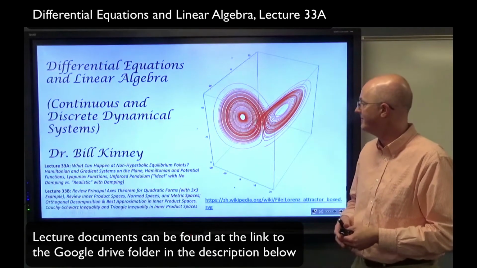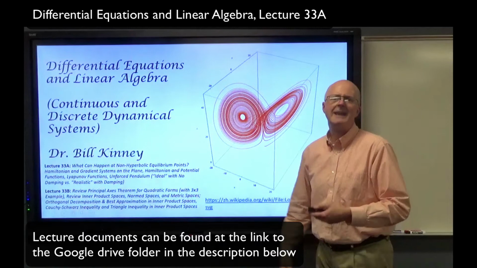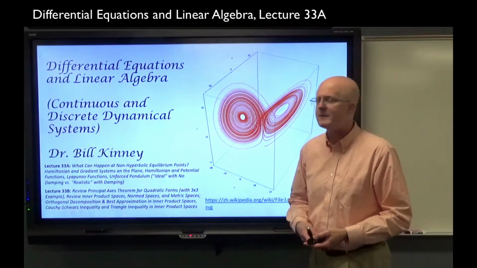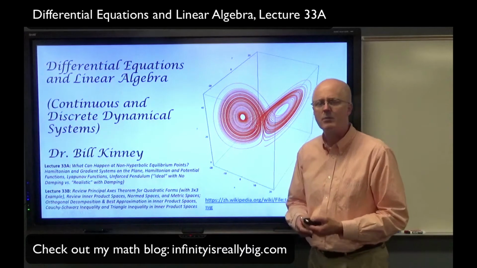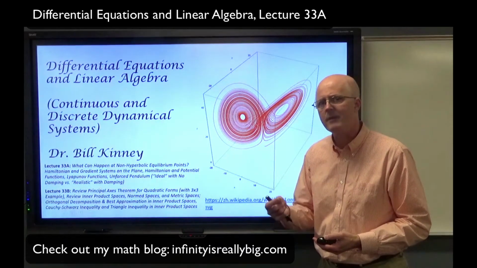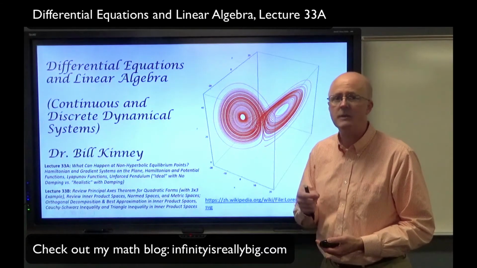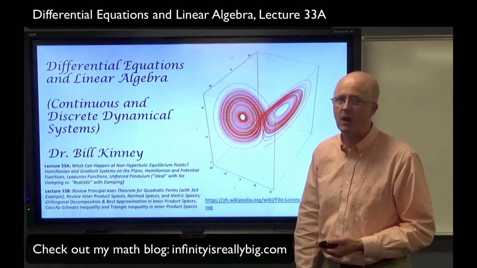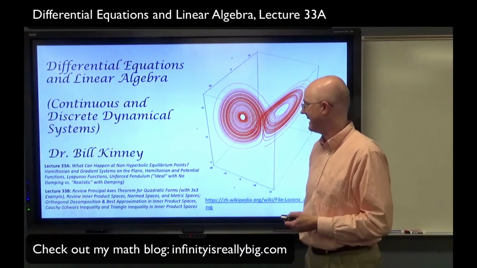who's watching online. Here in lecture 33A, we're going to start by looking at an example of some strange behavior that can happen at non-hyperbolic equilibrium points. Hyperbolic equilibrium points are those for which the Hartman-Grobman theorem, linearization, works. All eigenvalues for the Jacobian matrix have non-zero real part. That is the nice case. But now we want to look at a not so nice case.